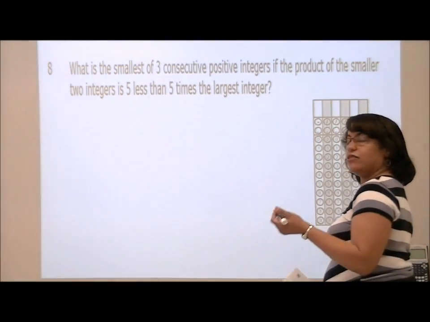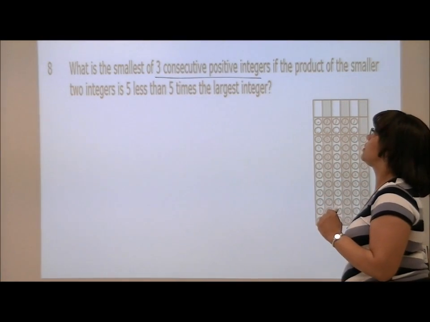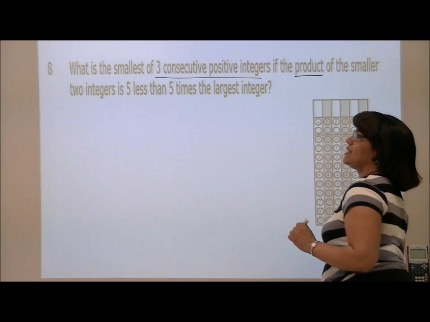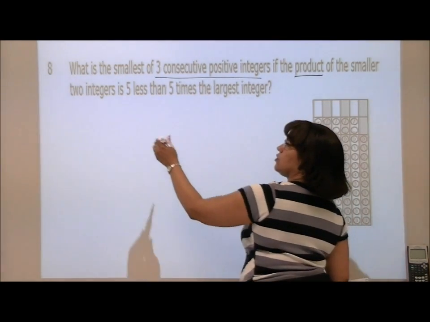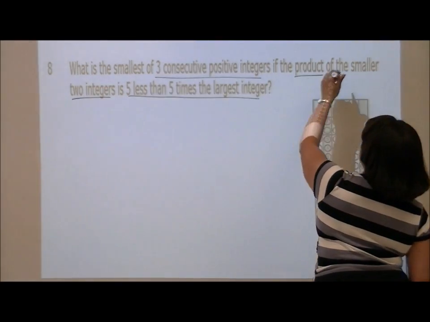It's good to highlight or underline your keywords. We have 3 consecutive positive integers. If the product of the smaller, so you have to remember what product means, of the smaller 2 integers is 5 less than 5 times the larger integer.